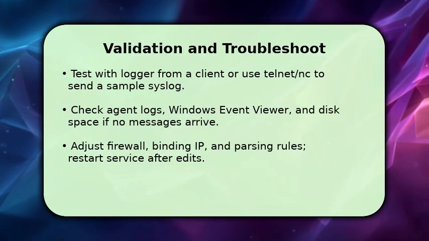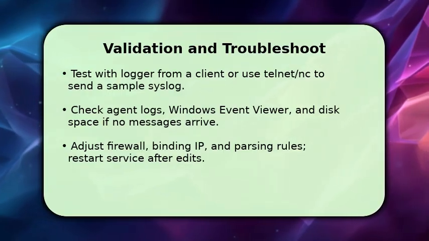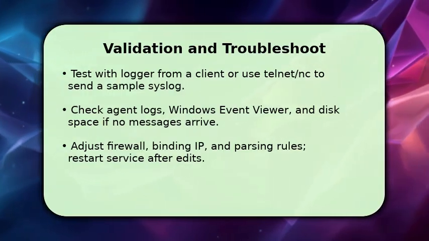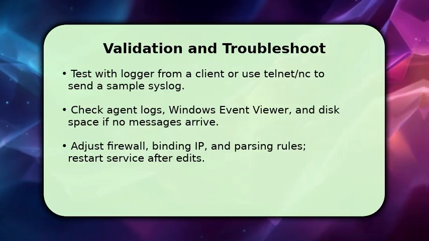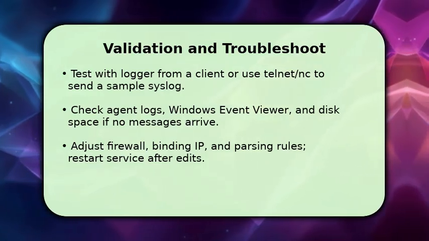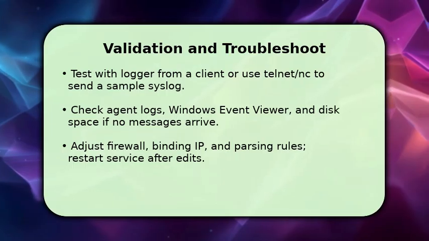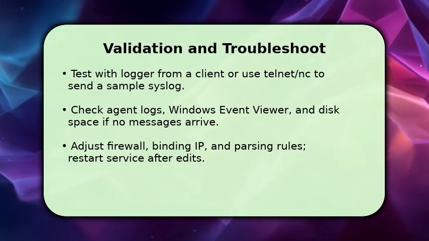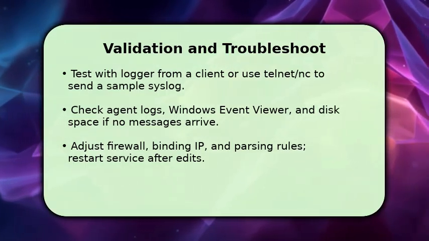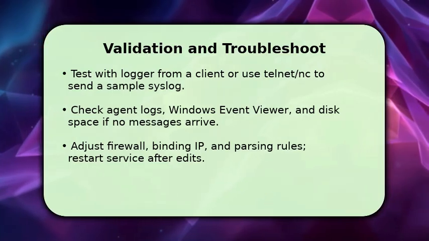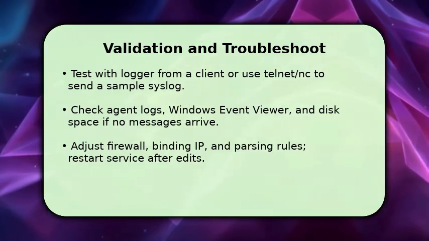You finish by validating end-to-end log flow. From a network device or a test client, send a syslog message and watch the agent's output file or dashboard. If nothing appears, check the agent's own log and Windows Event Viewer for permission or binding errors, and verify the firewall and listener IP. Make sure disk space is adequate.